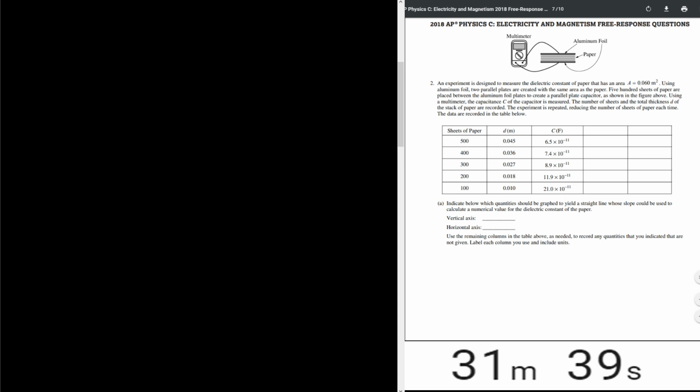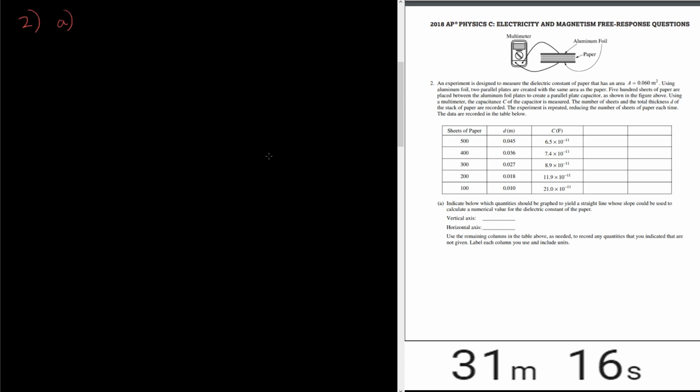Using a multimeter, the capacitance C of the capacitor is measured. The number of sheets and the total thickness D of the stack of paper are recorded. Lots of passive voice. The experiment is repeated, noting the number of sheets of paper each time. The data are recorded in the table below. So you've got sheets of paper, different distances, different capacitances. Let us indicate that we are in question 2, part A.